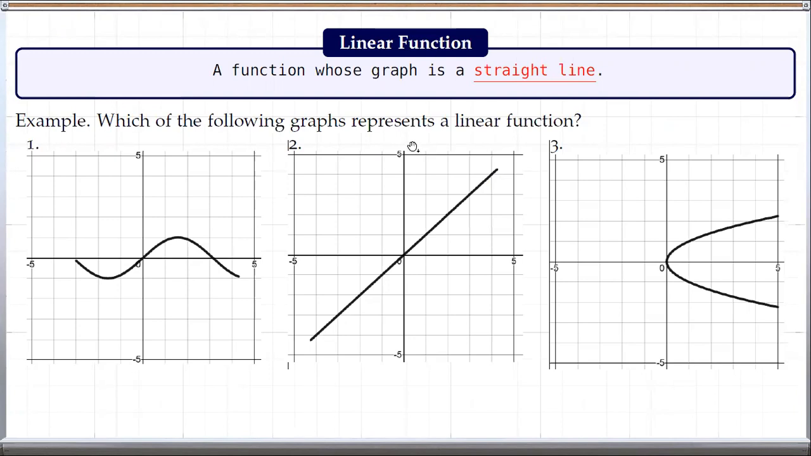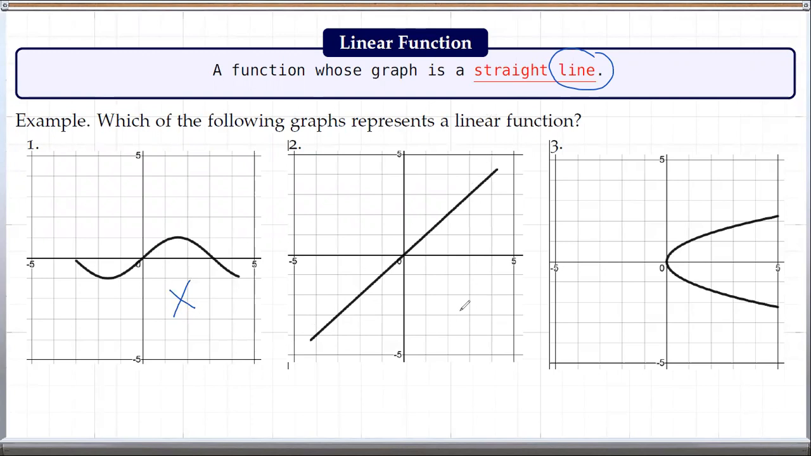Since the graph is a straight line, we call it a linear function. So the word linear comes from the word line. By looking at a graph, we can quickly tell if the graph belongs to a linear function or not. So among these three, of course, this is not a straight line, the first one. So this is not a linear function.